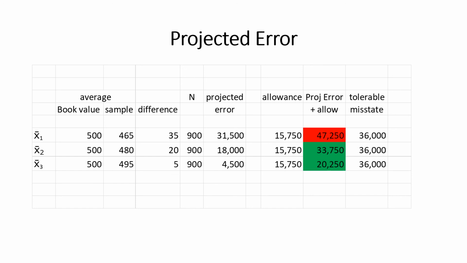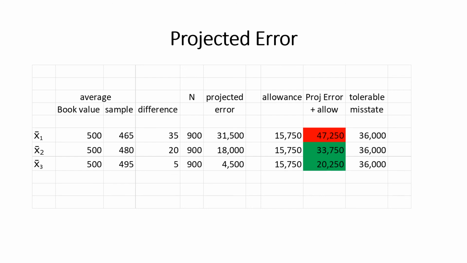And then finally, if my sample mean were 495, the difference is 5. The sample error is 5. Multiply it by 900, my projected error would be 4,500. I add that to my allowance, and it's much less than tolerable misstatement. So I am, in fact, confident.